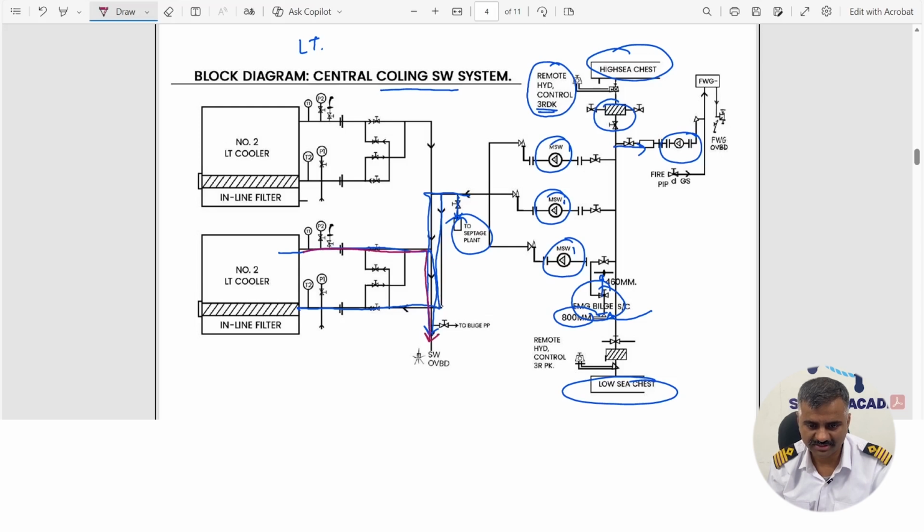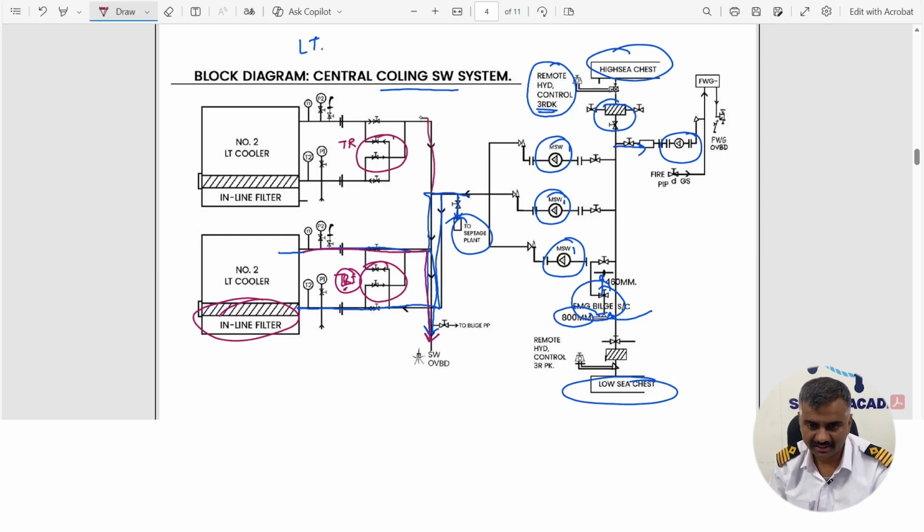So basically the purpose is to cool the fresh water, and this line here in the center is given for back flushing. To clean this inline filter we use this back flushing. We will discuss this when we discuss the troubleshooting part, why the back flushing arrangement is given. Until then, you think about why this system is given.